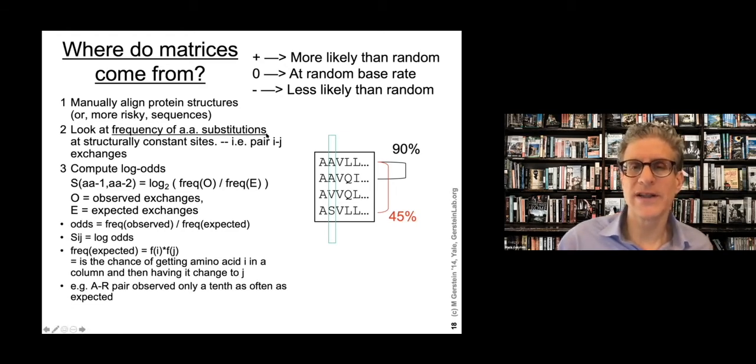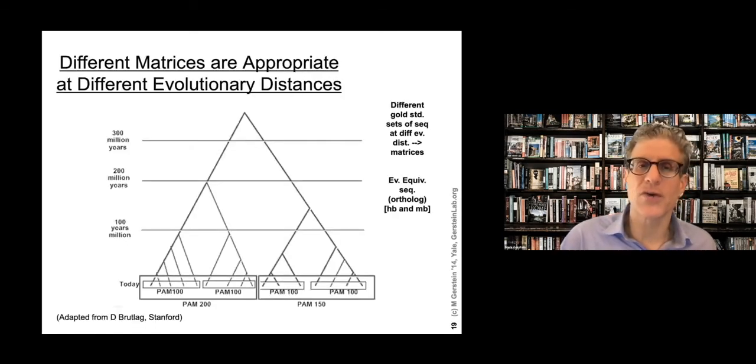And then if you did this, you would basically find that positive things are being substituted more likely than expected, obviously negative less likely, and that's what you get for your matrix. And you would simply add up those scores.